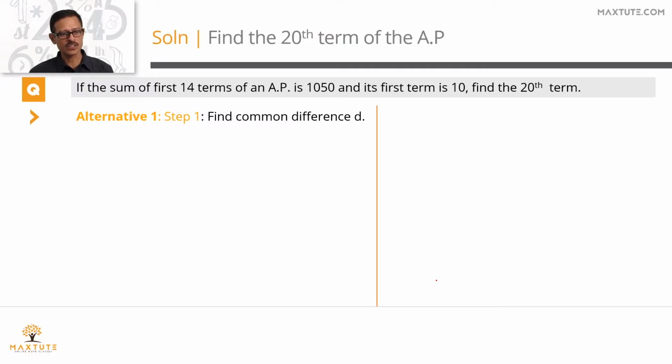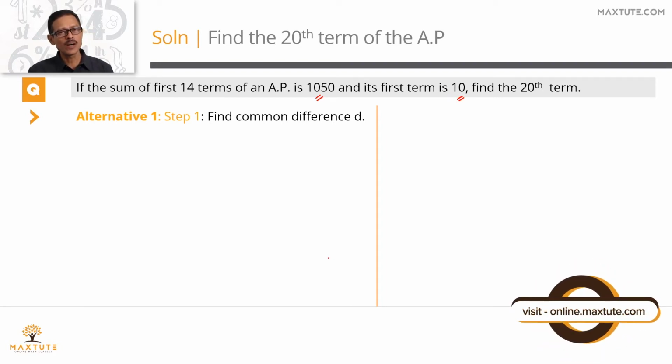Let's get started with the first alternative. First alternative, we'll have to find out the 20th term. What data do we have? Sum up to the 14th term and the value of the first term. Step 1 in solving this, we're going to be finding out the common difference.